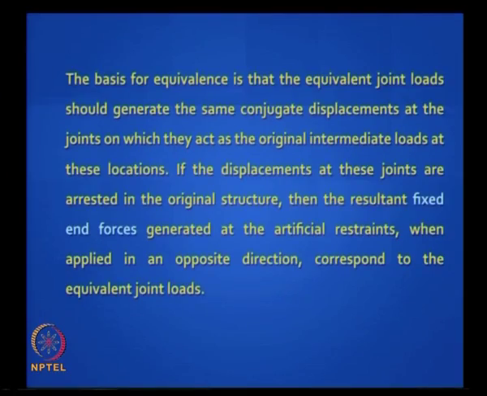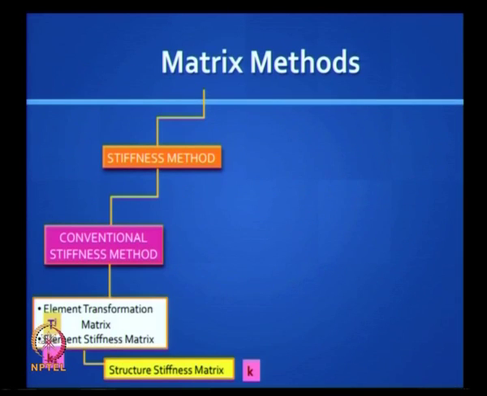If the displacements at these joints are arrested in the original structure, then the resultant fixed end forces generated at the artificial restraints, when applied in the opposite direction, correspond to the equivalent joint loads. You have to add up these equivalent joint loads with whatever additional joint loads that you may get. Okay, now we move on. We have had a quick look at the conventional stiffness method. There is no way you fully understand it unless you apply it to problems, but the idea here is to just lay the road map.